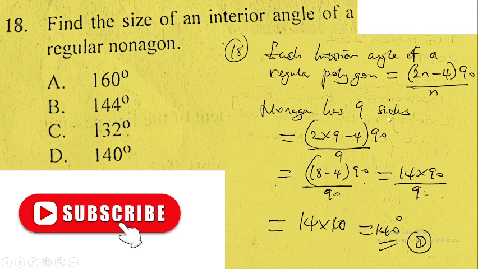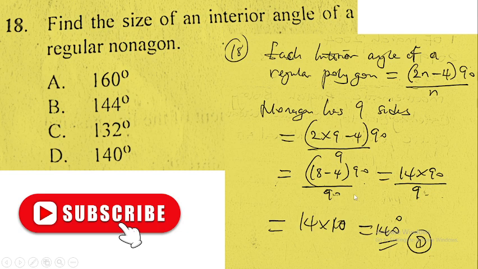So a nonagon has 9 sides. If you put that here, you have 2 times 9 minus 4, multiplied by 90, over 9. And that's what we are having here right now. Then 2 times 9 will give us 18 minus 4 is 14, times 90 over 9. So 9 can go into 90, that will give us 10. So 10 times 14 will give us 140 degrees. So that means each interior angle of a nonagon is 140 degrees.